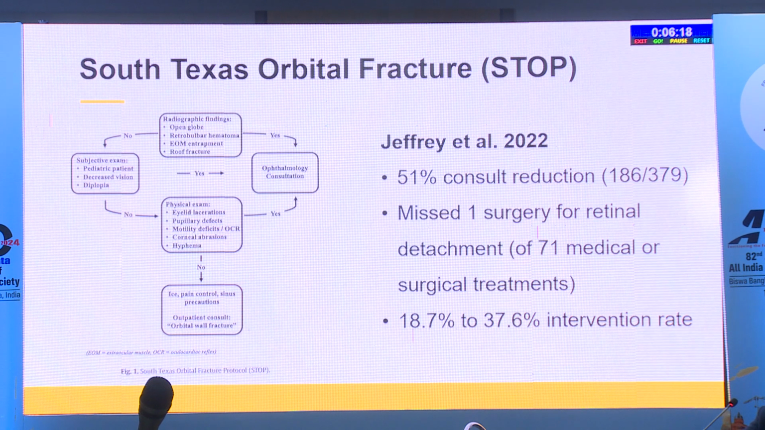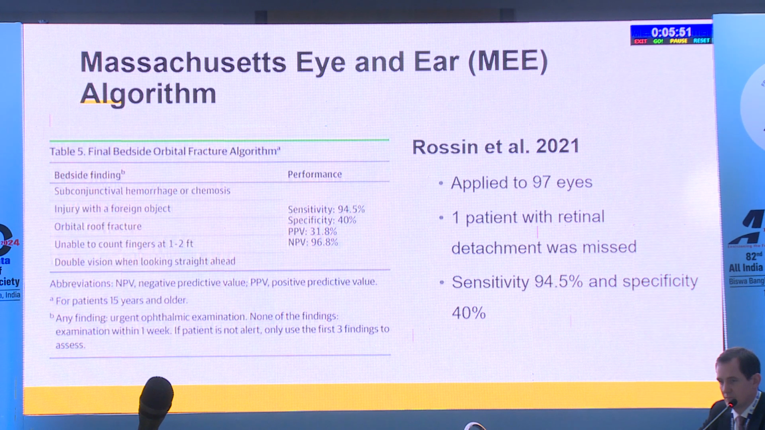South Texas had an algorithm that was mainly aimed at trying to reduce the number of ophthalmology consultations that were occurring. You can see they also incorporated radiographic overreads into their algorithm, and they found that it reduced the consult rate, at least emergently in the emergency room, by 50%, and they ended up only needing to intervene in 20 to 35% of their cases.